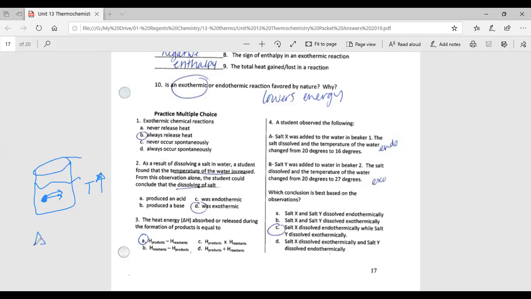Number three, delta H is always equal to heat of products minus heat of reactants, or the difference between products and reactants. So that's what you want to look for, letter A. All right, number four. Salt was added to a beaker and the temperature went down. That means the salt was taking heat from the water, endothermic. And then letter B is just like this one. The salt was giving heat to the water, exothermic. So the answer is C.